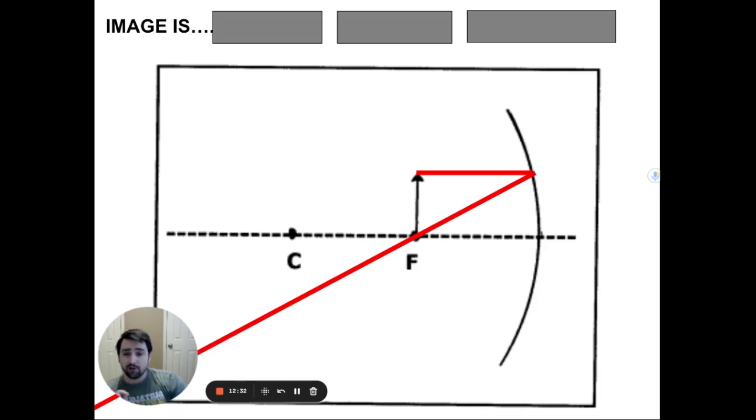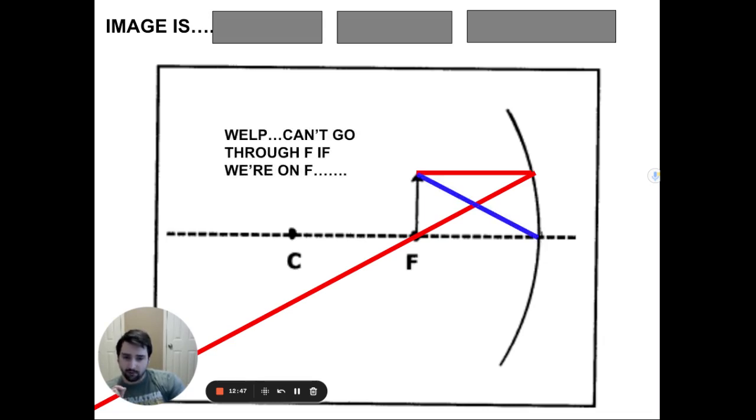We're actually going to create a new rule. If this is the case where our object is sitting on top of the focal length, we're actually going to go here, to that point A. So if we can't go through F, we're going to bounce to here, and then we're going to bounce off at the angle of reflection.